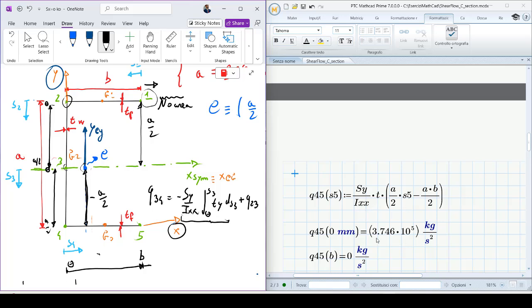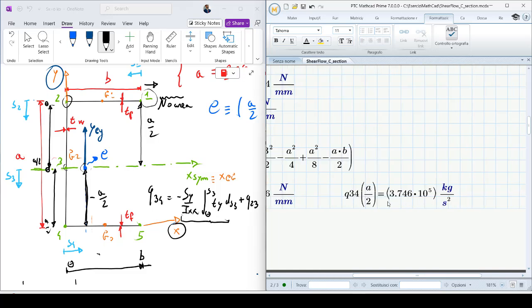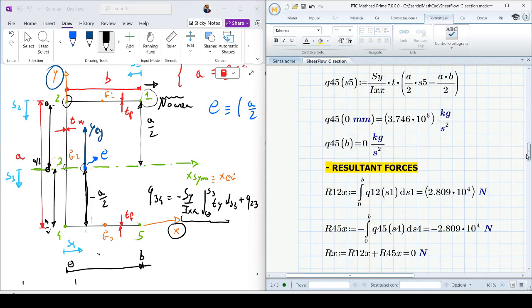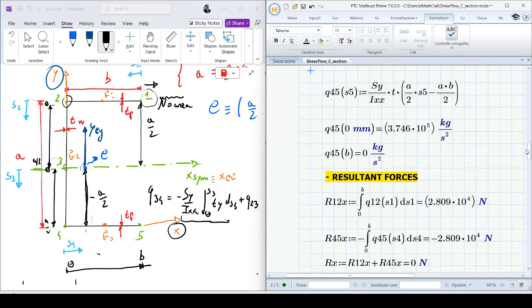So I must obtain 374.6 Newton per millimeter. That is the same shear flow as here. Now, clearly at B, at the value of S5 equal to B, we obtain 0 Newton per millimeter.